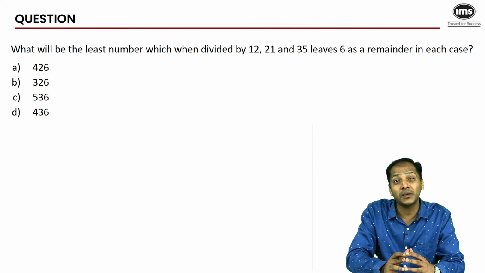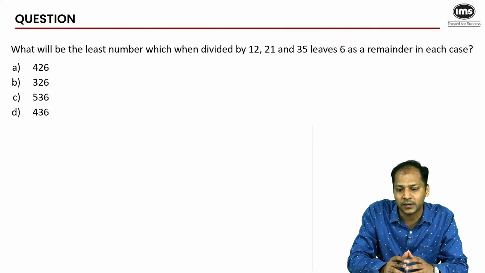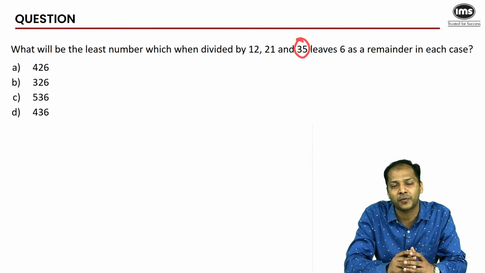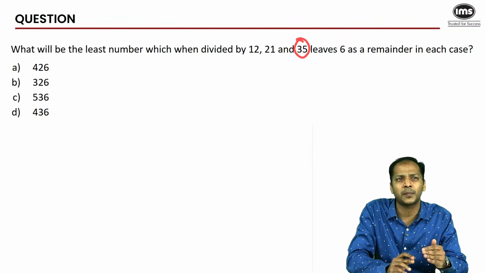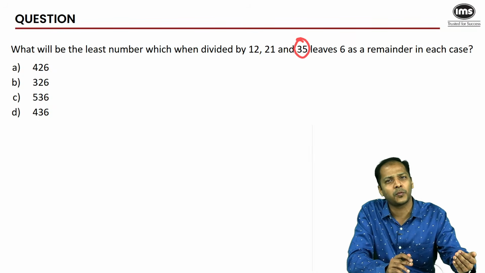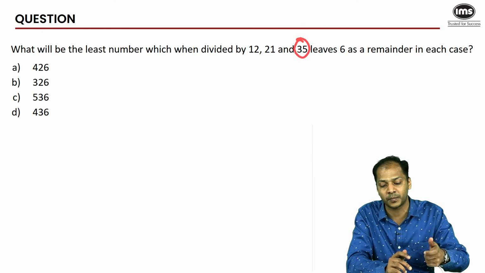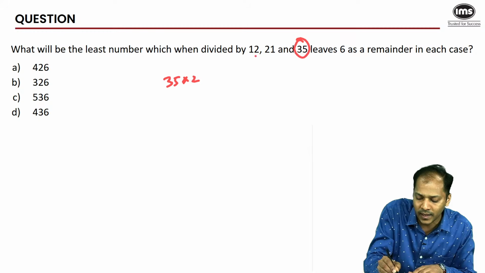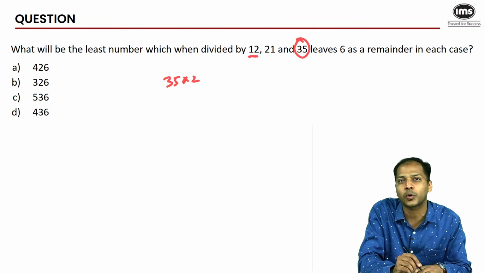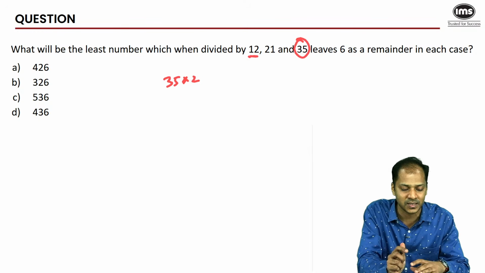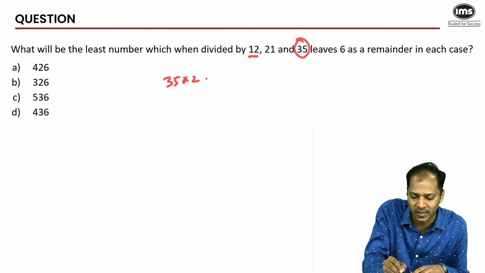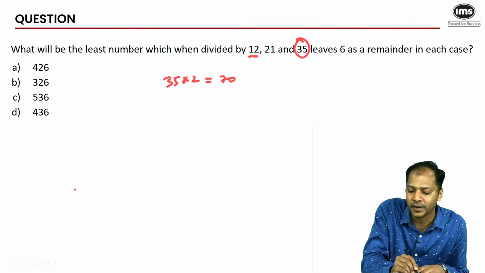The number should leave a remainder of 6 when divided by these divisors, and among these, 35 is a number which is a multiple of 5. So 35, the multiples are 70, 105, so 35 into 2 is 70, right? And here this number is even, so clearly we are looking at multiples of 70 plus 6, somewhat like that. This is 430 plus 6, so basically 35 into 2 is 70.